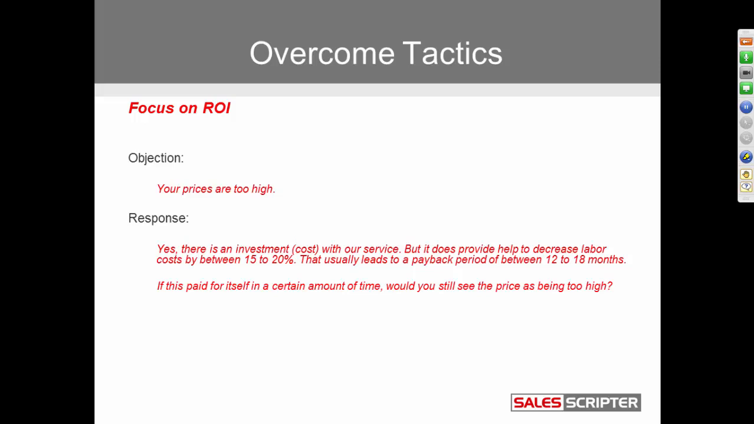Probably the best way to try to overcome an objection is focus on the return on investment, right? So if they say your prices are too high, focus on the return that they get for that investment. So you could respond with something like, yes, there is a cost with our service. I mean, we're a for-profit company, and I think you actually want us to be, so that we make money and continue to make the product reliable and even better for you. You wouldn't want us to be a company that doesn't earn money.